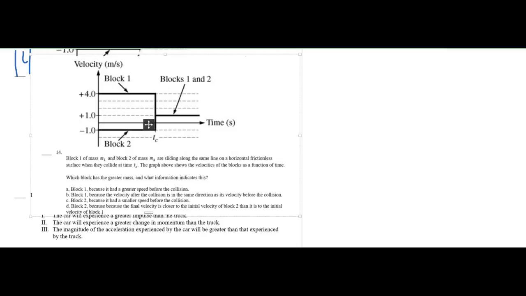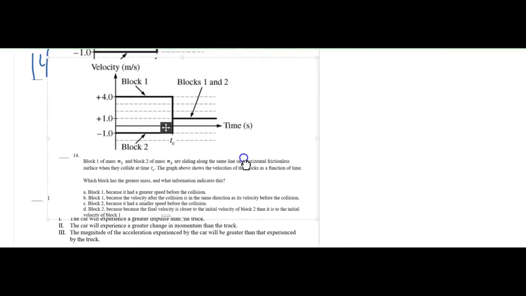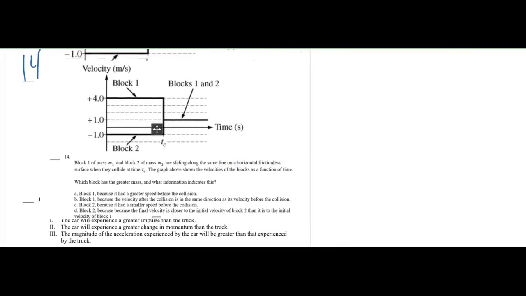Alright, so back to this problem on 14. I have the correct one. I have block 1, mass 1, and block 2, mass 2, sitting along the same line on a frictionless surface. That's important, there's no friction here. When they collide, here's the graph of their velocities. This asks which block has a greater mass and what information indicates this.